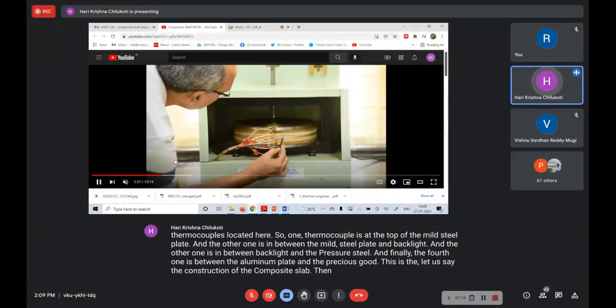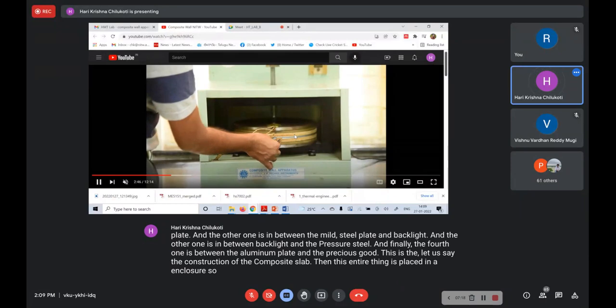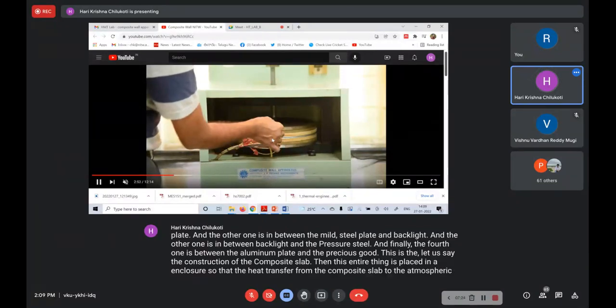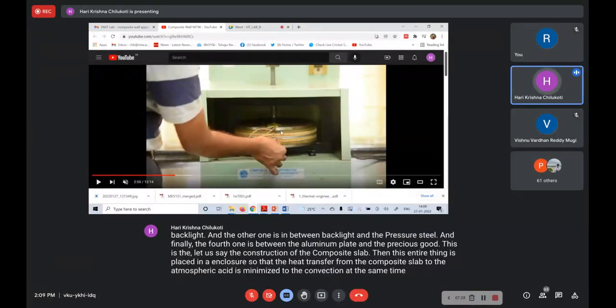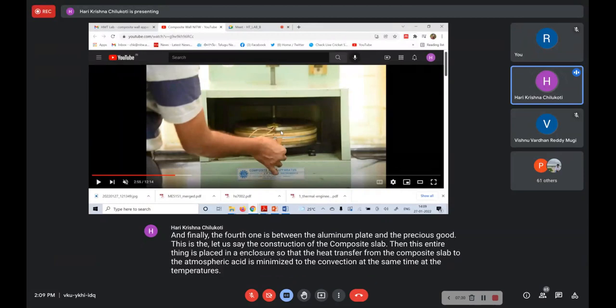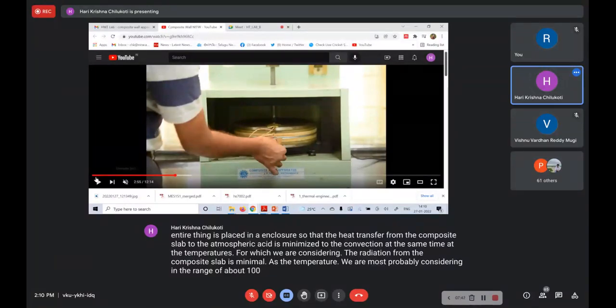Then this entire thing is placed in an enclosure so that the heat transfer from the composite slab to the atmospheric air due to convection is minimized. At the same time, at the temperatures we are considering, the radiation from the composite slab is minimal, as we are most probably considering a range of about 100 degrees Celsius.